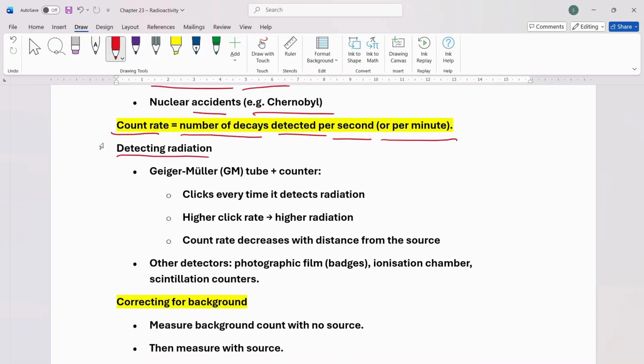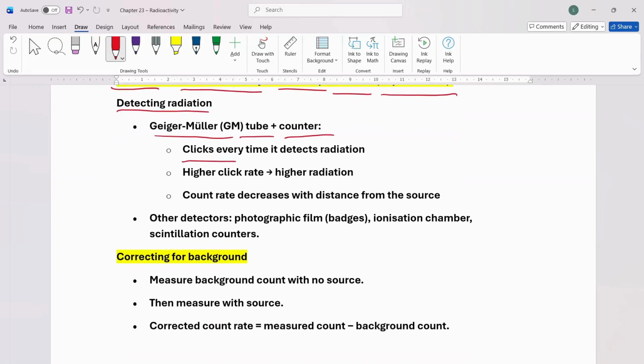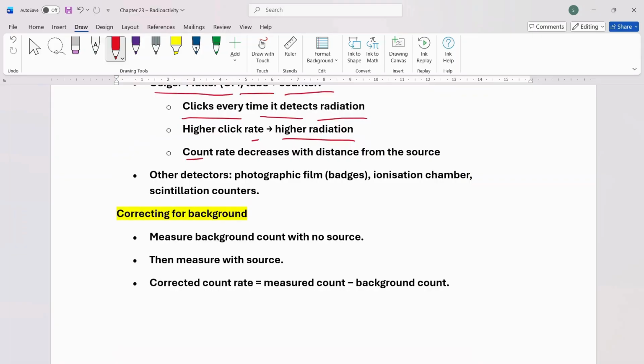Detecting radiation: we have a Geiger-Müller tube plus counter. It clicks every time it detects radiation. A higher click rate means higher radiation. Count rate decreases with distance from the source. Other detectors are photographic film badges, ionization chambers and scintillation counters.